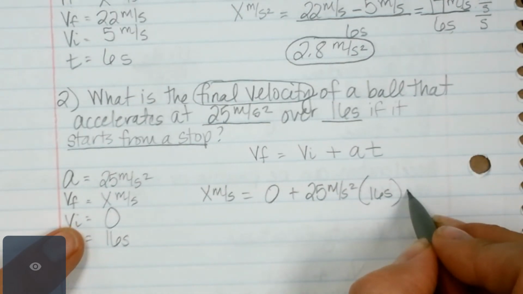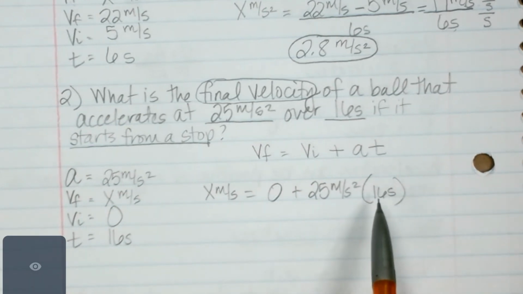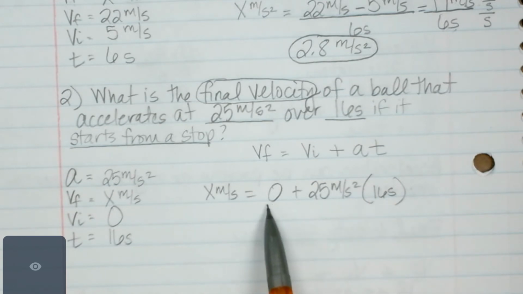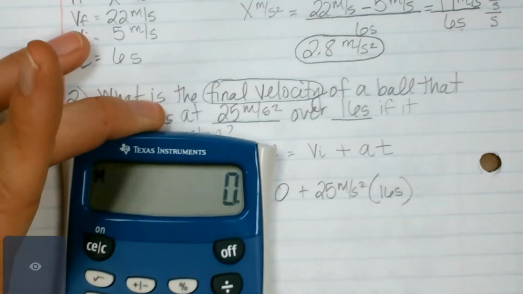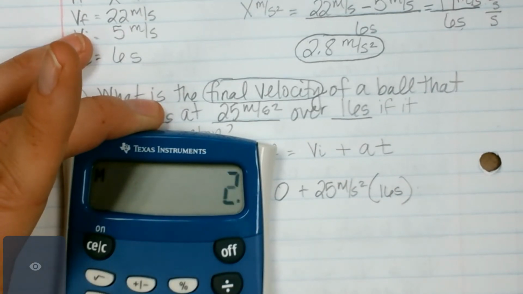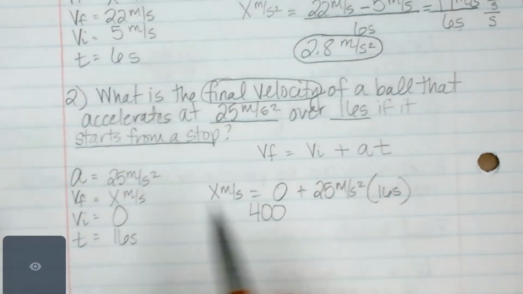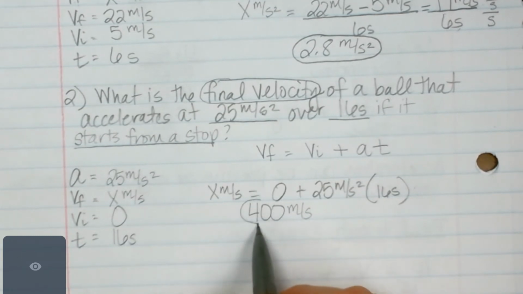So now I need to figure out by doing order of operations. I need to multiply before I add. Luckily, this is a 0, so I won't be adding anything, but I just need to multiply 25 by 16. So 25 times 16 equals 400. Now we know that it is meters per second. That's saying it ended at 400 meters per second.